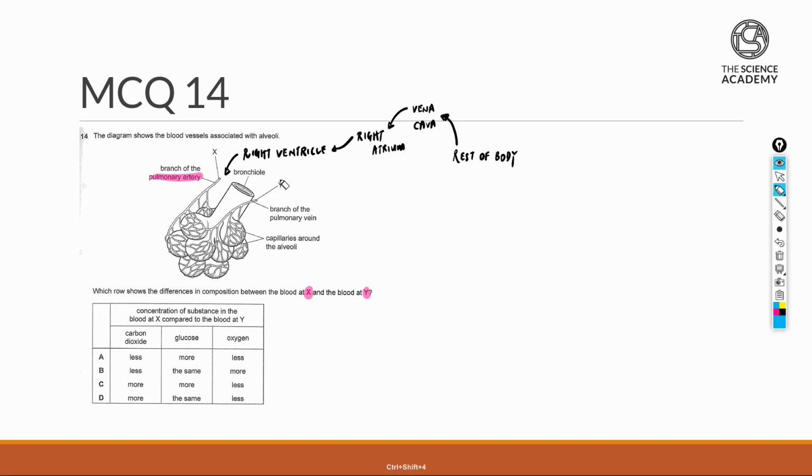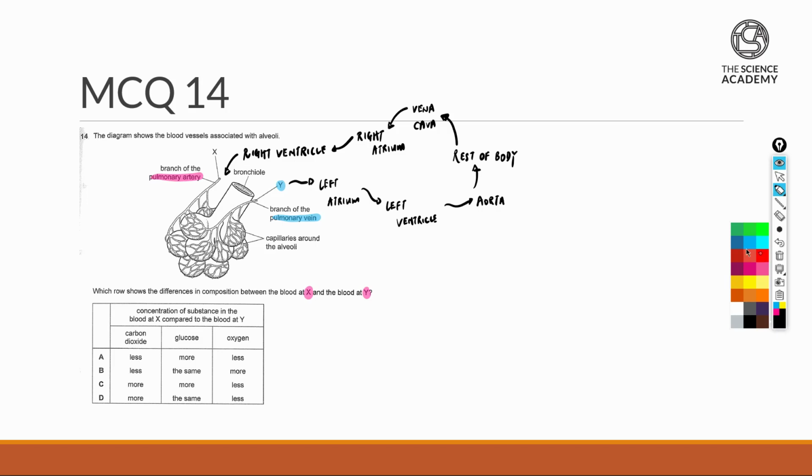Now, on the Y segment, which is a branch of the pulmonary vein, this actually has oxygenated blood sent back into the heart towards the first chamber, the left atrium, and followed by the left ventricle, exiting the heart via the aorta, and this will then be delivered towards the rest of the body.